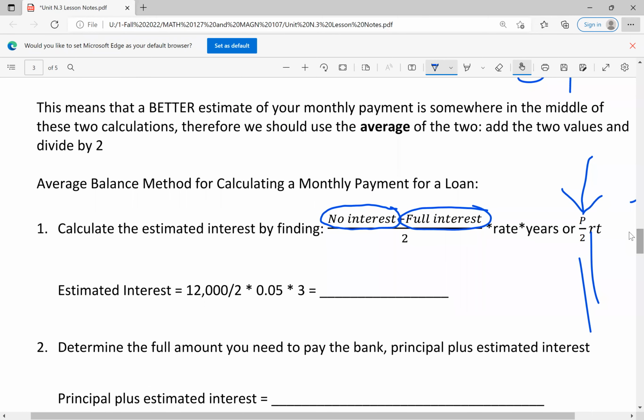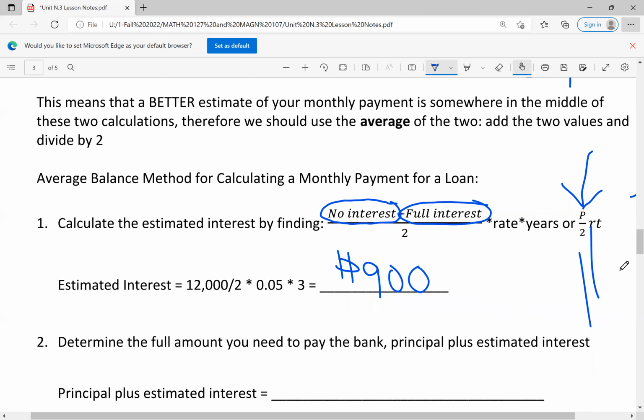So $12,000 divided by 2, there's our $6,000 times 0.05 times 3. So that says I'm not going to really be paying as much as $1,800 in interest. I'm probably going to be spending more like $900 in interest over the full 3 years.